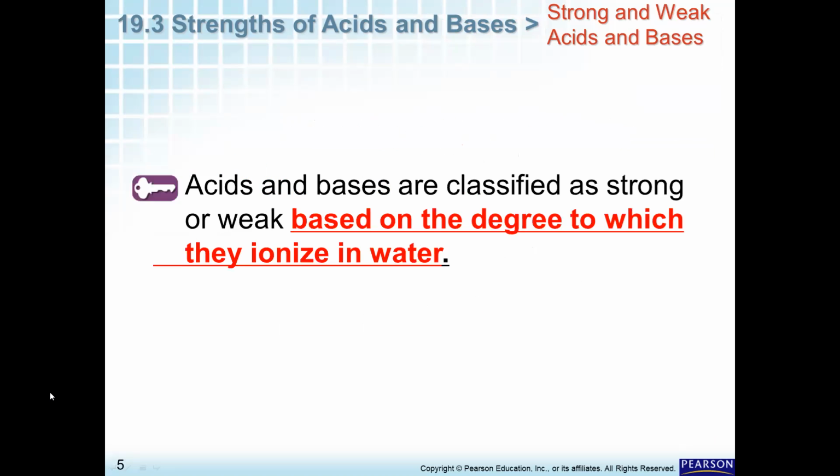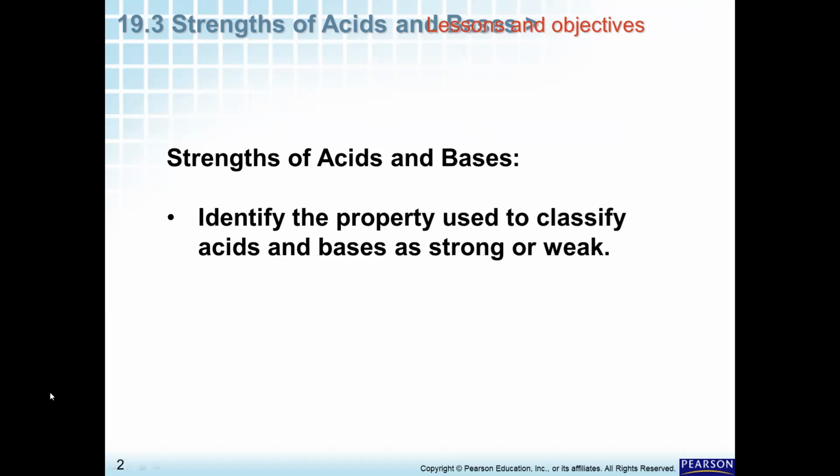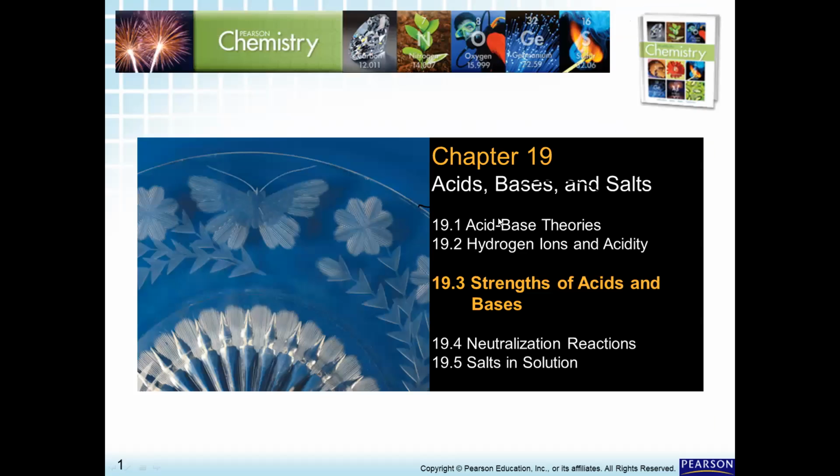last time we talked about the pH and how to determine the strength of the acidity of the acid by measuring the hydrogen ion concentration. We talked about the pH and the relationship between the hydronium ion and the OH minus. Today we're going to talk about the strength of acids and bases.